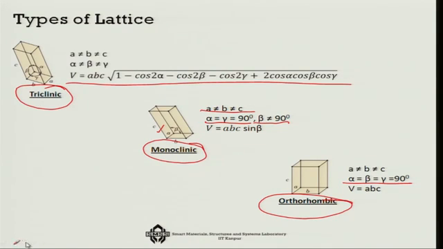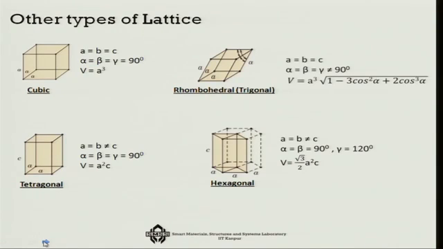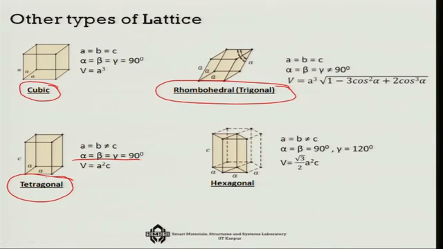Gradually, we are introducing more and more symmetry into the parameters. So, what if A, B, C are all equal and alpha, beta, gamma are all 90 degree? Then you get the simplest structure called cubic structure. What if A, B, C are all equal, but alpha, beta, gamma are not equal to 90 degree? Then you get a rhombohedral or a trigonal structure. What if A and B are equal, but they are not equal to C, but alpha, beta, gamma equal 90 degree? You get a structure which is known as a tetragonal lattice structure.